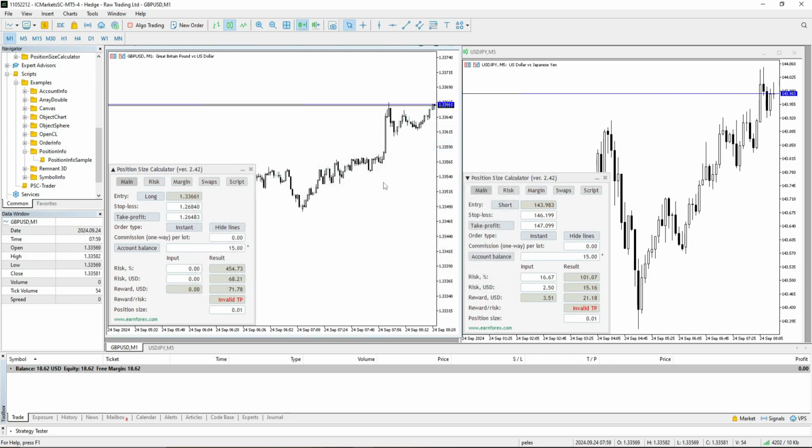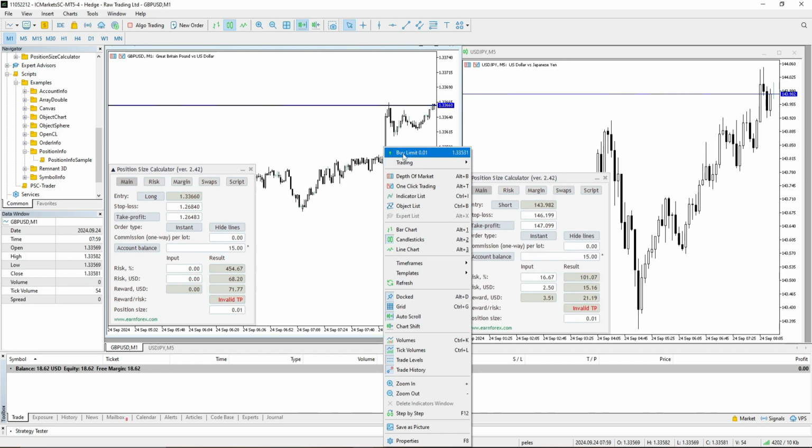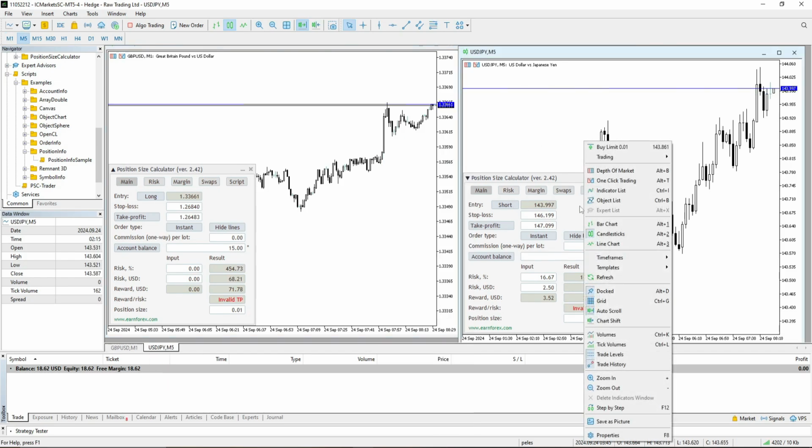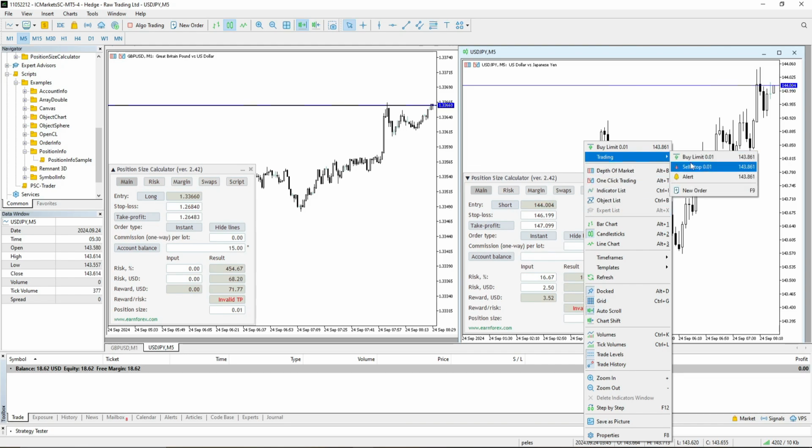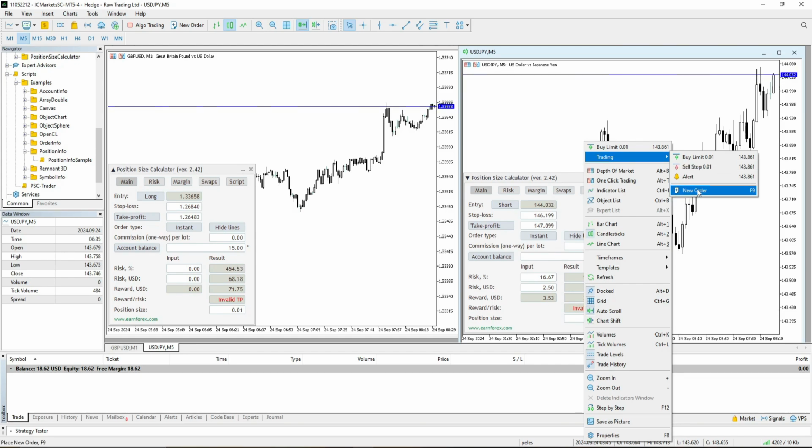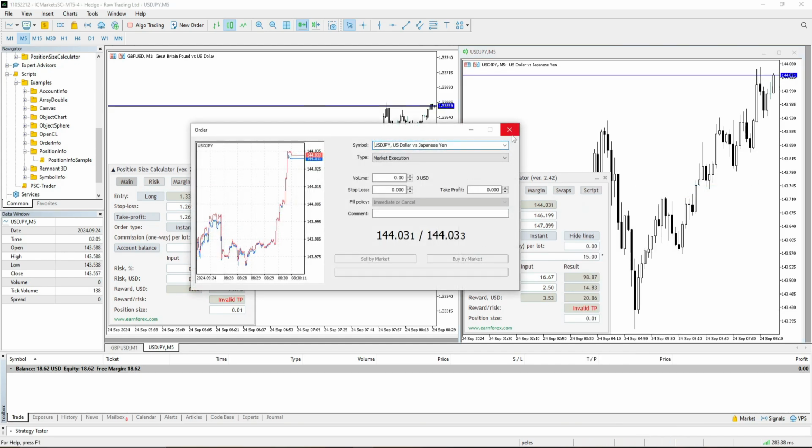Or you can simply right click on the screen and either you can go buy limit or you can go sell limit depending on the trade that you want to do. Either buy limit or sell stop. Or you can also use new order, which we just mentioned earlier.